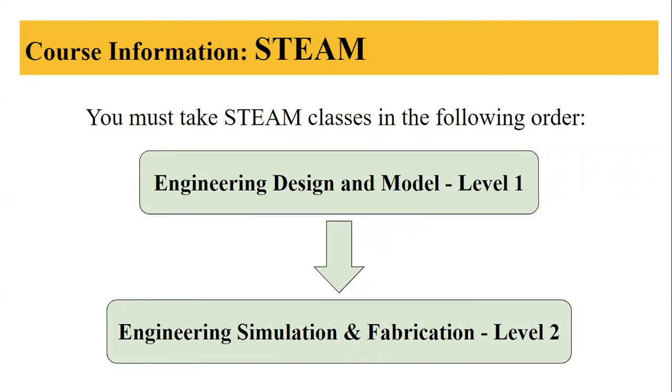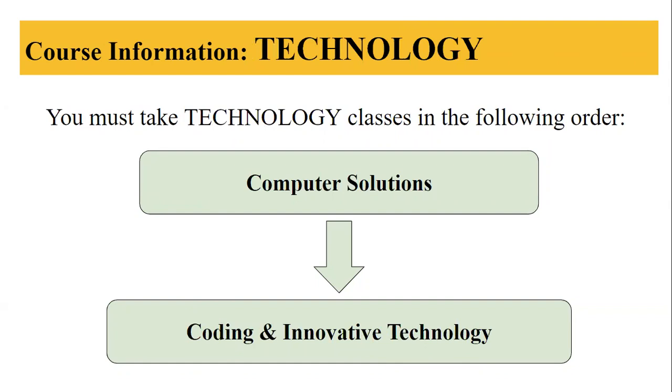It's very similar for STEAM. You must take Engineering, Design, and Model level 1 before you take level 2. If you'd like to take both of them next year, make sure that you list level 1 first. And lastly, for technology classes, you must take Computer Solutions before you take Coding and Innovative Technology. If you'd like to take them in the same year, make sure you list Computer Solutions first.